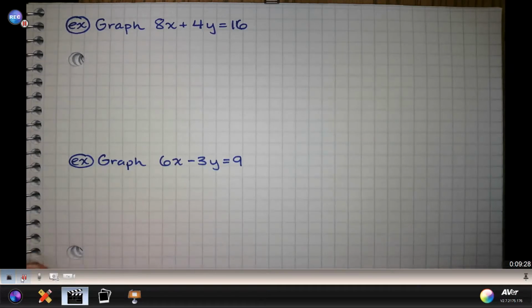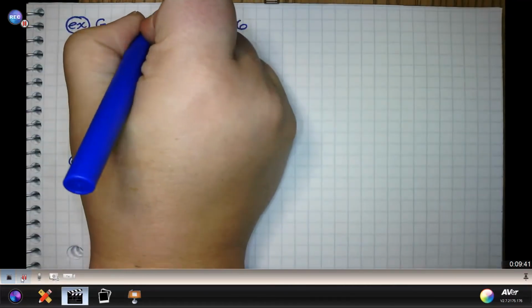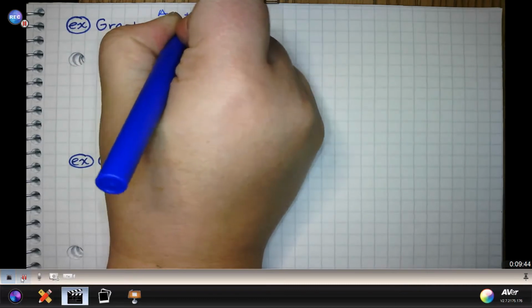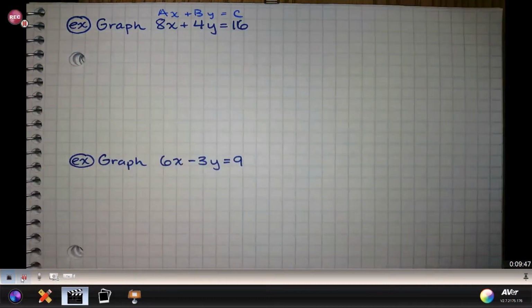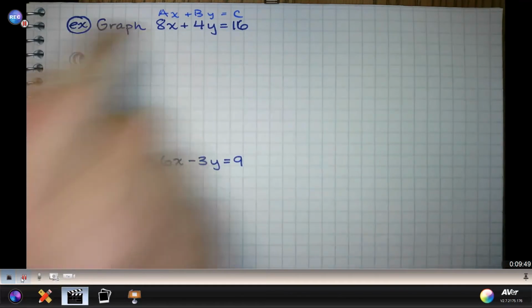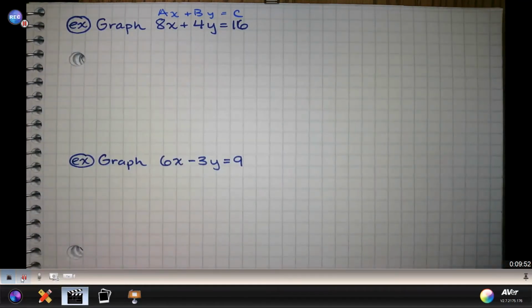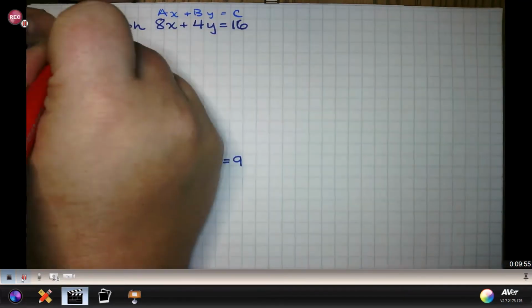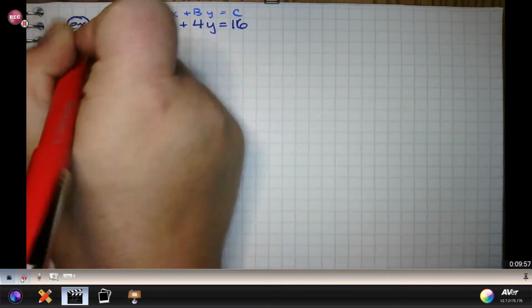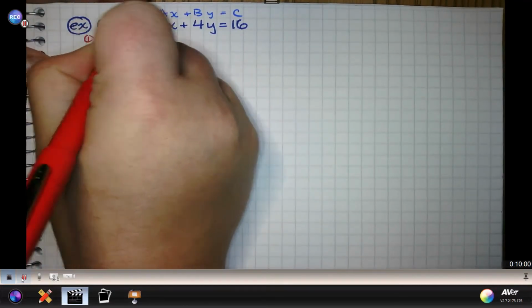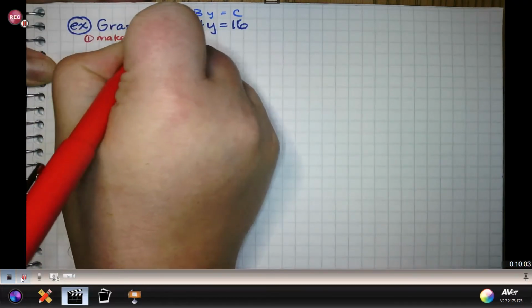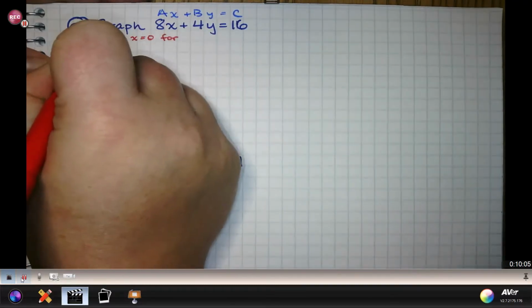Our first example is to graph 8x plus 4y equals 16. So firstly, I want to show you real quick that this is actually in the form of ax plus by equals c. So that is standard form. Okay, it's not y equals mx plus b, which tells us where to start and how to move. So we have to do it a little bit differently. So step 1 says to make x equal 0 for the y-intercept.